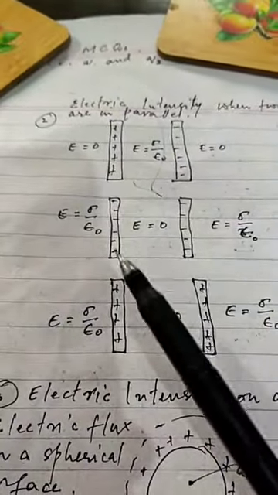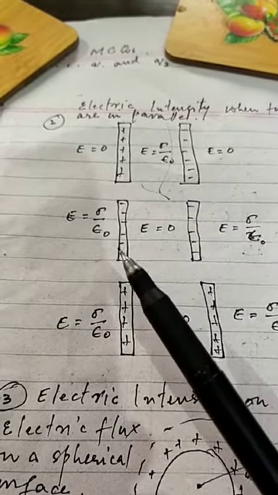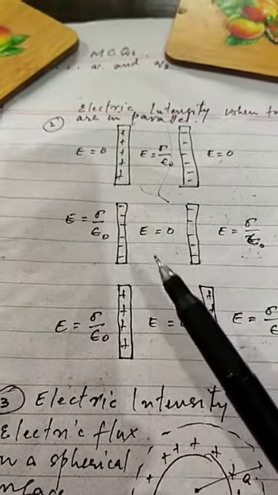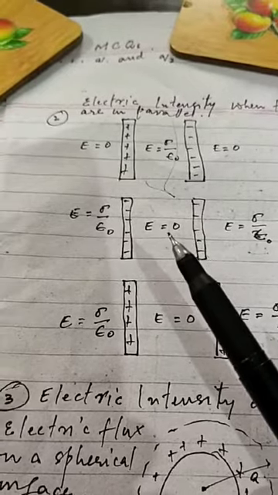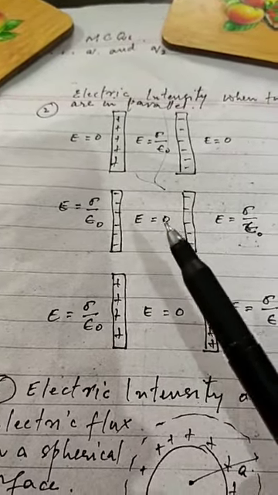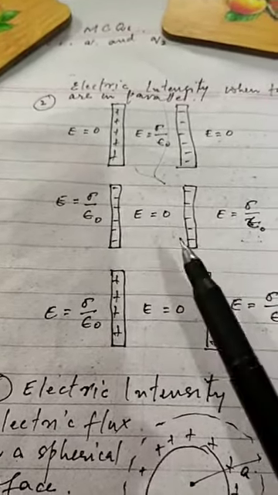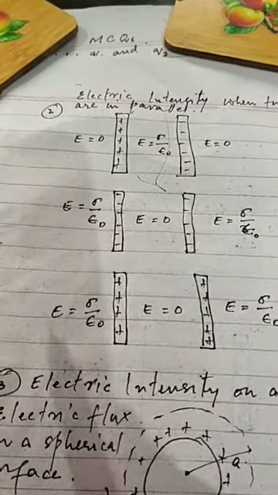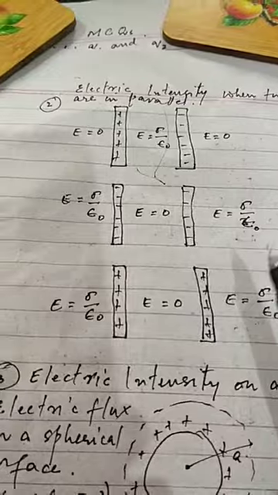When you come to the second option, when two negative charge sheets are placed in parallel to each other, then the total electric field intensity between the sheets will be 0. Inside the sheets it will be 0, and at the right hand and left hand it will be the same, equal to sigma over epsilon naught.